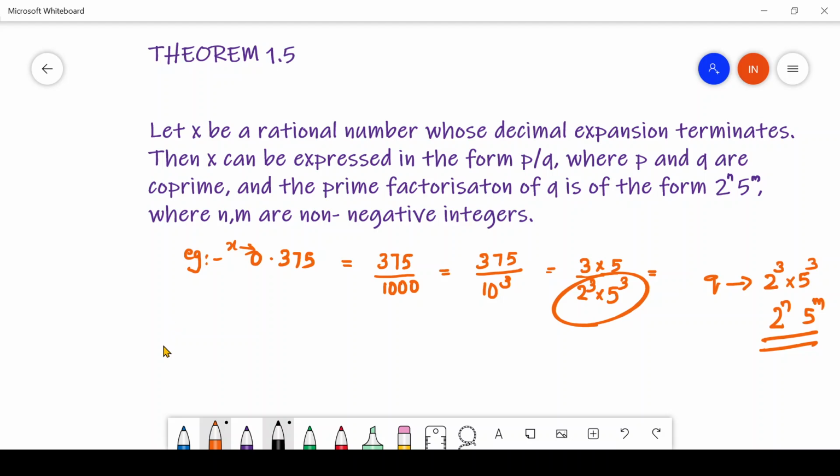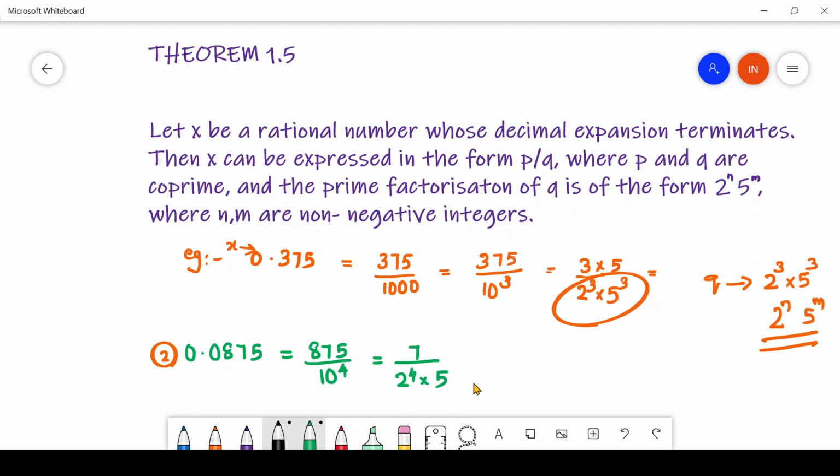I will give one more example based on this. Example 2. Let's see one more example. I'm going to write another decimal, 0.0875. First, we have to convert it into p by q form. So how can we write that? 875 divided by how much? 10,000. That is 10 raised to 4, right? So that is equal to, you can cancel this, and you will get the denominator as 2 raised to 4 into 5.